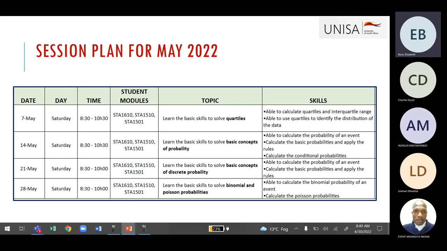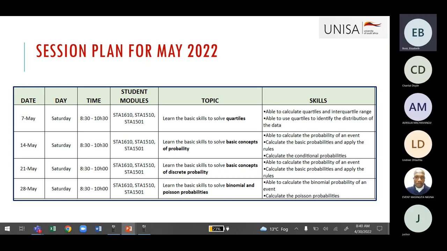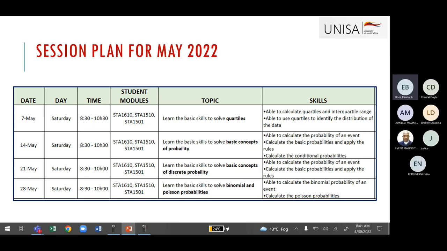We're going to look at the quartiles, then the basic concepts of probabilities, and then the basic concepts of discrete probabilities. And then we go into the binomial discrete probabilities and also the Poisson one. And that will conclude our May sessions. So please, don't miss anything.